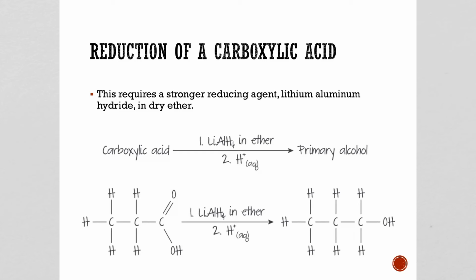So for the reduction of a carboxylic acid, this requires a stronger reducing agent than the other one. So in this case, we use lithium aluminum hydride in the presence of dry ether and still under acidic conditions. And in this reaction, you end up with a primary alcohol, because the carboxyl group obviously was on the last carbon. So you end up with a primary alcohol because the hydroxyl will be on the last carbon.